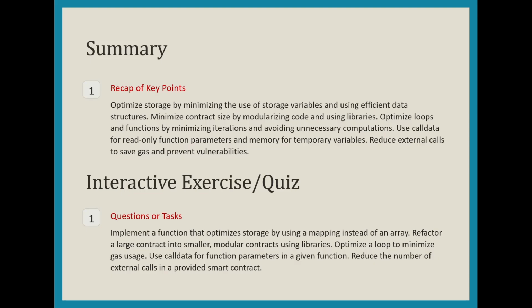After this, I have a simple interactive exercise or quiz for you. What you can try to do is implement a function that optimizes storage by using a mapping instead of an array. Refactor the large contract into a smaller one using modular contracts and libraries. Optimize the loop to minimize gas usage. Use calldata for function parameters in a given function. And reduce the number of external calls in a provided smart contract. So this is the exercise or quiz for you.